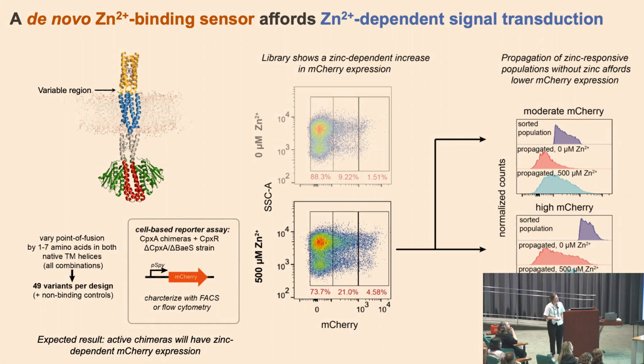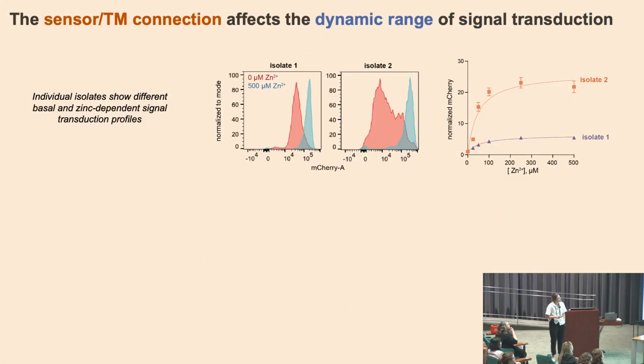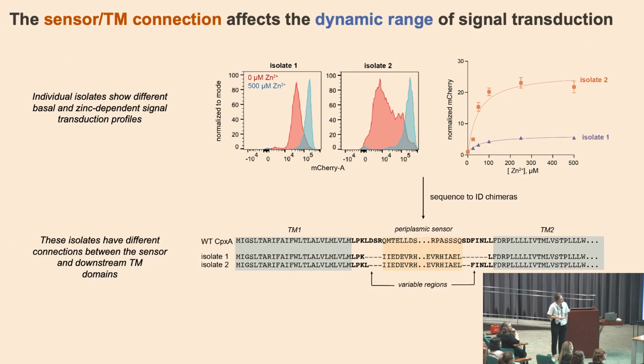transduction pathways. But it gets even cooler if we start to look at individual isolates, where we see that different isolates from the same library have different basal and zinc responsive profiles. But it's this dose response data that I'm really excited about because we can see that two isolates from the same library have hugely different mCherry expression levels in the same zinc titration. And if we sequence those, we can see that the linkage between the new sensor domain and the transmembrane helices only varies by like a couple of amino acids on either side. And so it's super small changes in the geometry of that sensor domain onto the rest of the scaffold that give us really big biological differences in output.